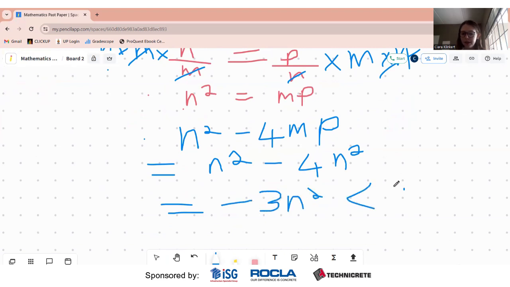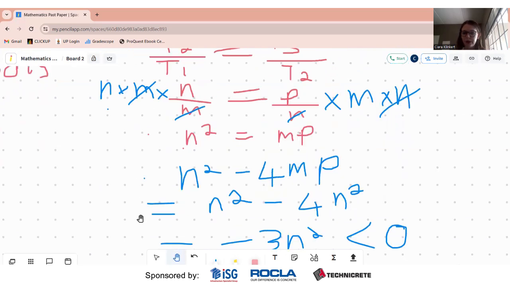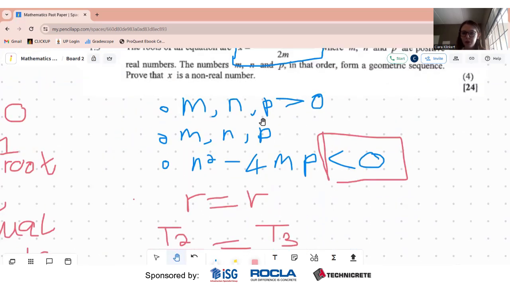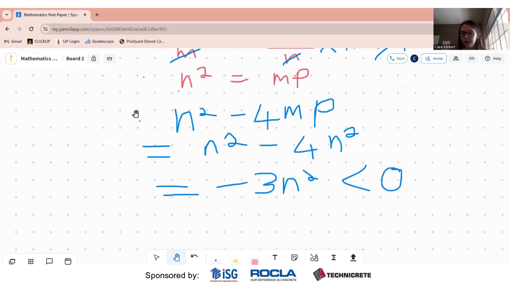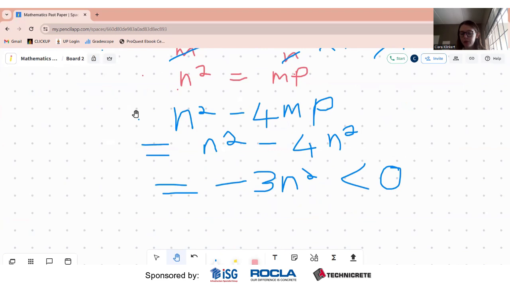Which has to be less than 0 because n, as they told us in the question, is a positive number. And actually, any number squared is a positive number, whether it's positive or negative. So this here is going to be positive, and then I multiplied by a negative number, which makes it negative. So therefore, I get that n squared minus 4mp is less than 0, and therefore our roots are non-real.